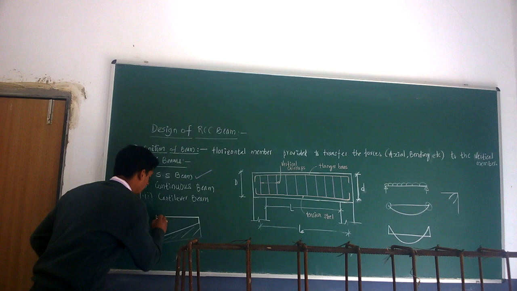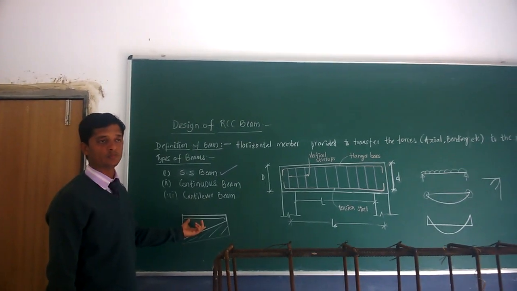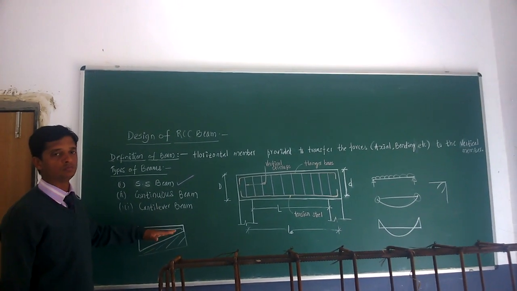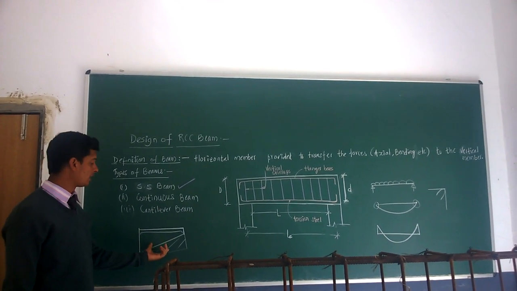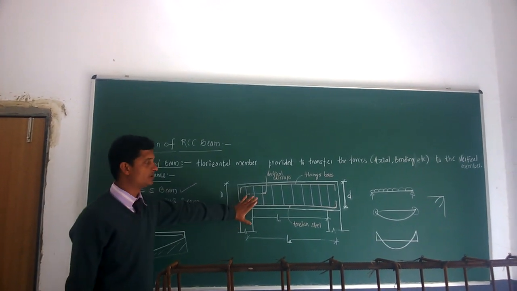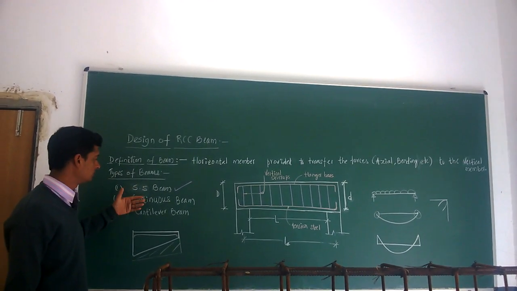Also in case of cantilever beam, we provide the main reinforcement at top, because there is bending at top. Therefore we provide the main reinforcement in case of cantilever beam at top. So this is the basic difference between a simply supported beam, continuous beam and cantilever beam.